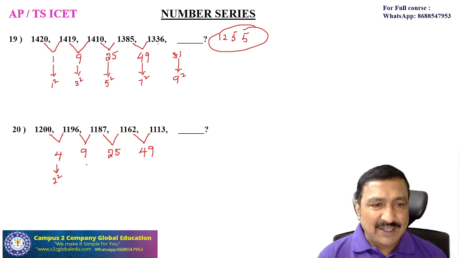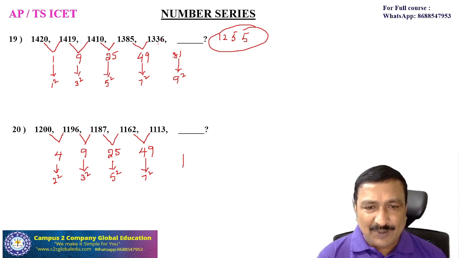So this also decreased by squares, but squares of prime numbers, because 4 can be written as 2 square, and 9 can be written as 3 square, and 25 can be written as 5 square, and 49 can be written as 7 square. So these are the squares of prime numbers. So the next number should be, after 7, the next prime number is 11. So 11 square. 11 square is nothing but 121. So we have to subtract 121 from 1113.